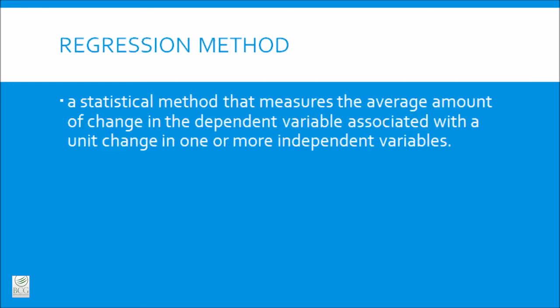Now, the last method is the regression method. It is a statistical method that measures the average amount of change in the dependent variable associated with a unit change in one or more independent variables, and it is considered more accurate and preferable to the high-low method because the regression equation uses information from all observations.